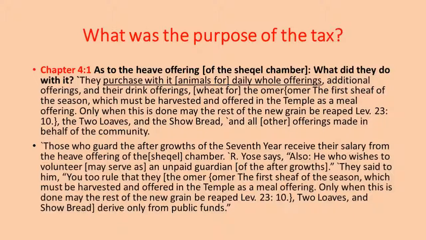Leviticus 23. Of the 2 loaves of the showbread and all other offerings made on behalf of the community. And there are a lot of offerings. And when you figure all this out, how much do you think comes out of what people gave on a yearly basis? What did it come out to? You might have a clue? It's close. It's between 20 to 30%, depending on who you were.